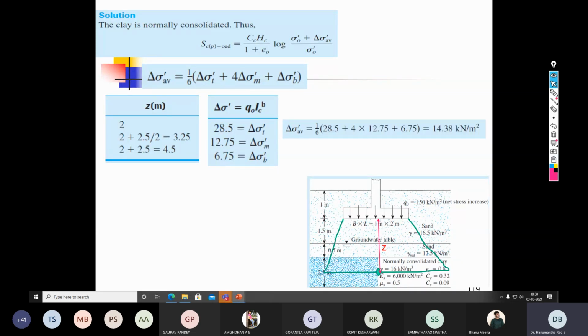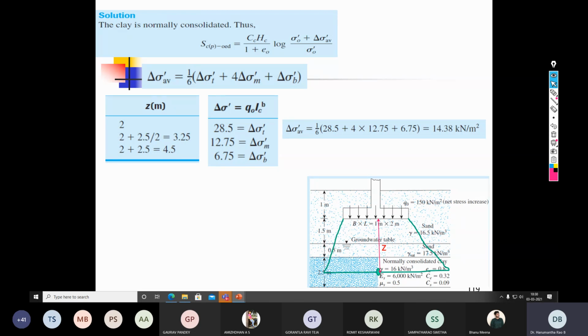So try to calculate yourself. Delta sigma average is 1 by 6 into delta sigma top 28.5 plus 4 into middle 12.75 plus bottom 6.5. So the average comes out to be 14.38. And suppose if you take at the middle directly, it is 12.75. So hardly there is a 1.5 kilopascals difference. But when you use this rule, this is more accurate.